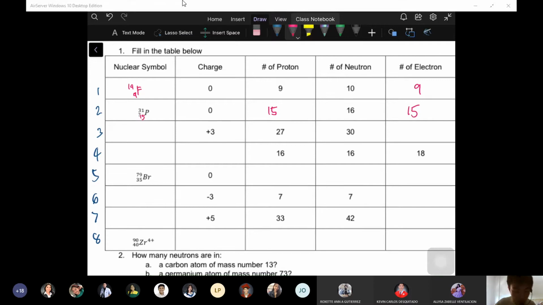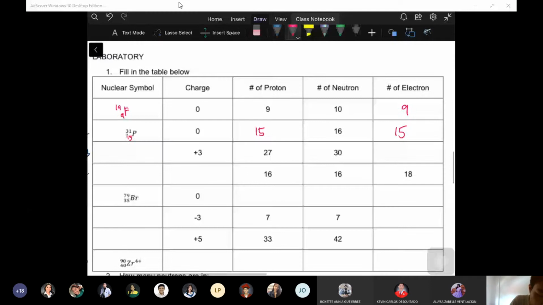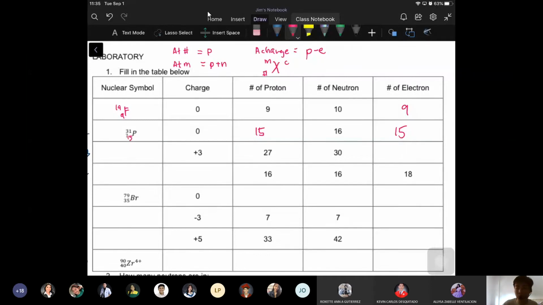Okay. So I will write the equations for you to be guided. Protons, this is equivalent to atomic number. Atomic mass, this is proton plus neutron. Atomic charge, this is proton minus electron. And the nuclear notation is X, number, mass, charge. Where X is your atomic symbol that you can find in your periodic table.